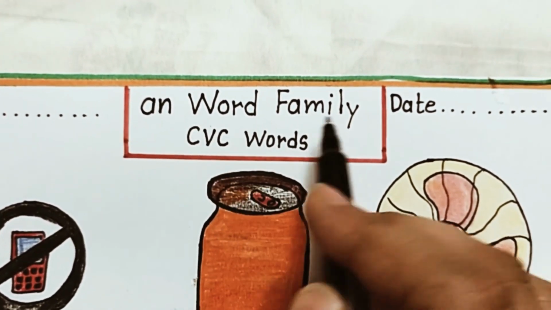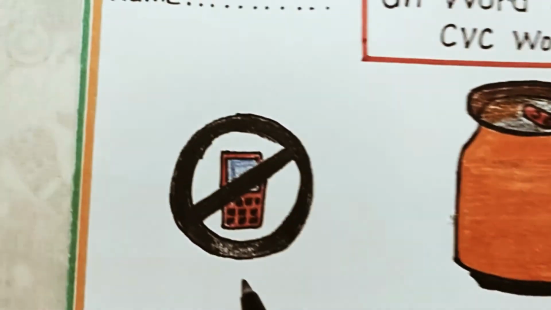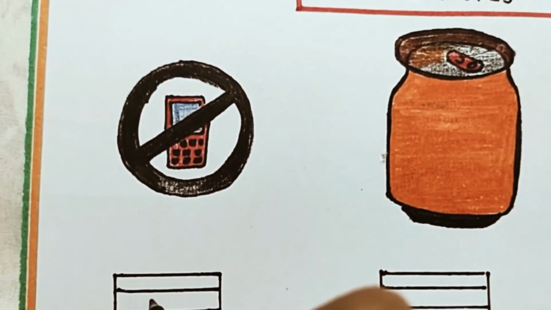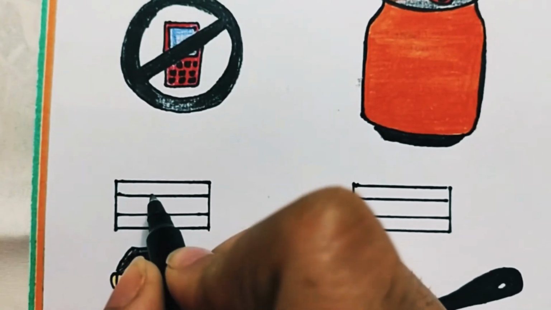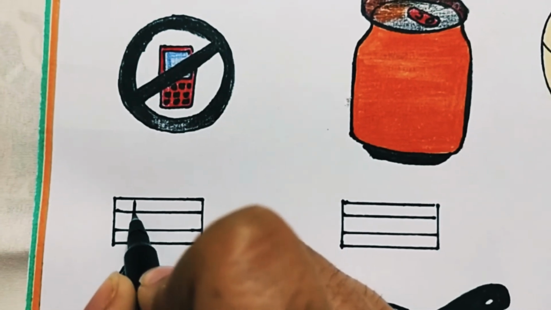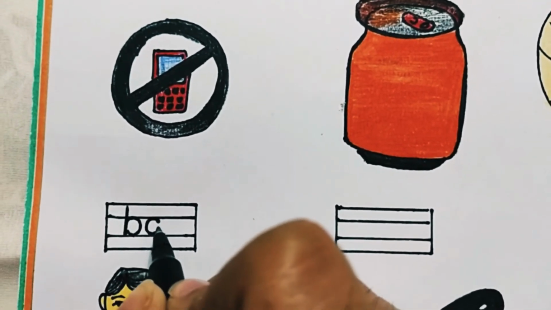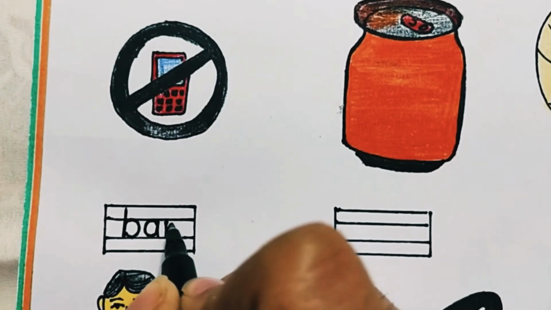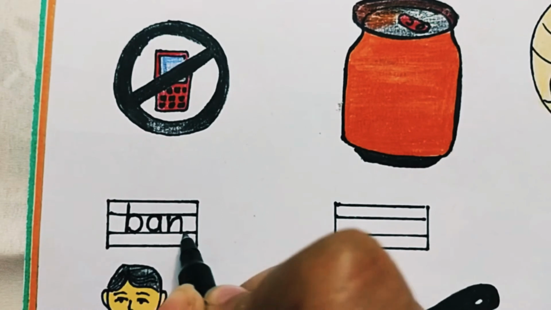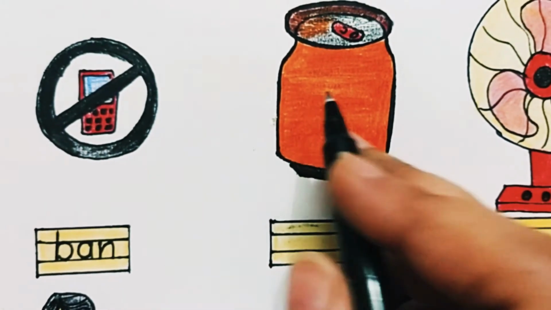An word family. What is this, my dear students? Yes, this is ban. How to write ban? Say b, a n, ban. B an ban.